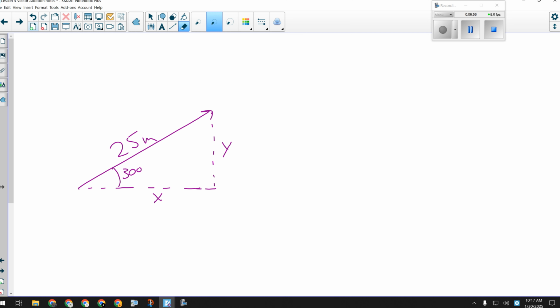Cos, because x is adjacent to the angle, right? Cos is adjacent over hypotenuse, okay? So I would say then that the cos of 30 degrees equals the adjacent side, x, over 25. Okay, over the hypotenuse. Everybody okay with what I wrote there? Just simple trig ratio. So if I want to find x, what do I do with the 25?